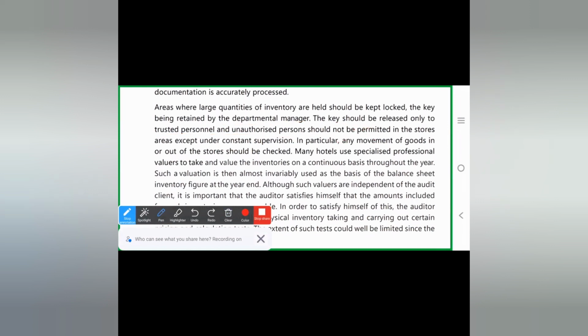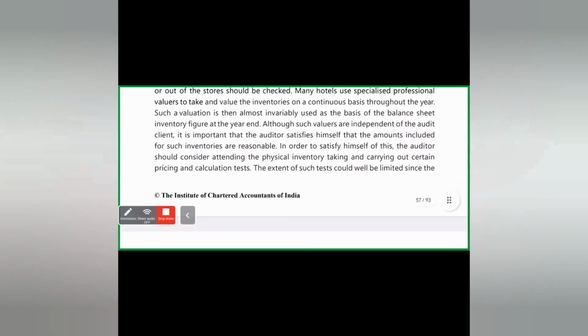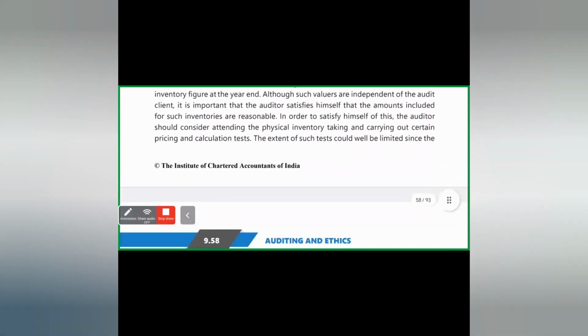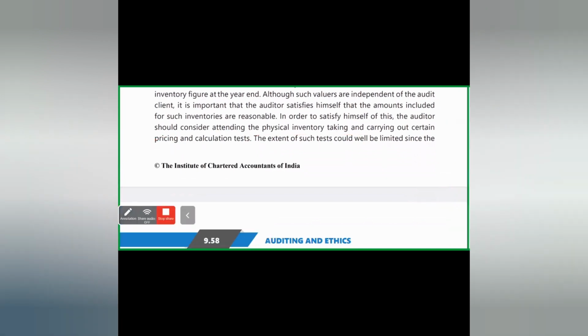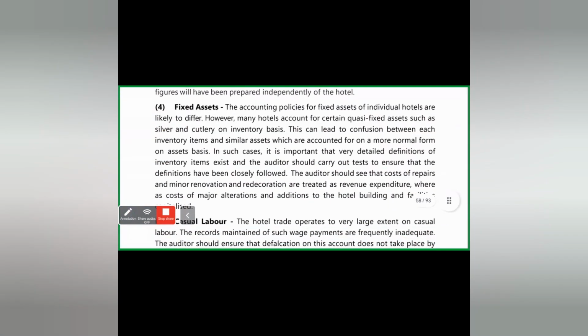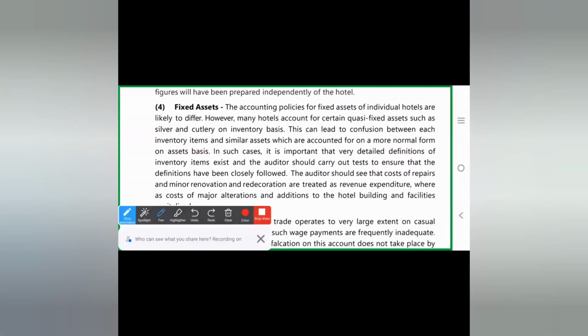Many hotels use specialized professional valuers to take and value the inventories on a continuous basis. In order to satisfy himself, the auditor should also at times attend physical inventory taking and carry out certain pricing and calculation tests.